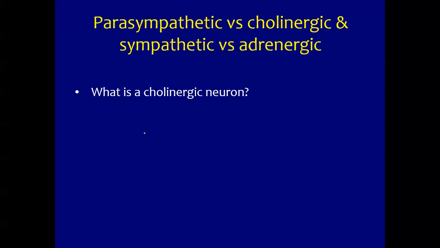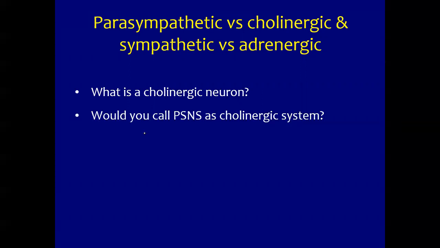Yes, a neuron which synthesizes and releases acetylcholine as a neurotransmitter is a cholinergic neuron, as the name indicates. Now the $1 million question is, would you call the parasympathetic nervous system a cholinergic system? Yes. There's only one way, that is there in the sympathetic, not here. So it is synonymous. The parasympathetic nervous system is basically a cholinergic system.